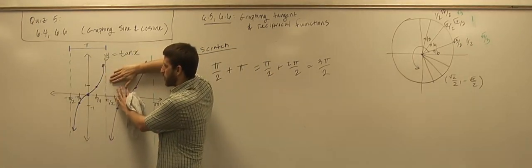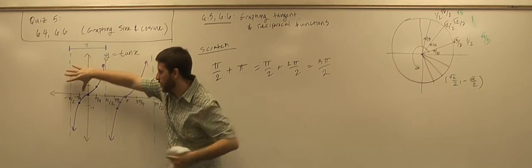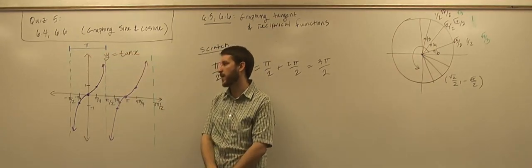Between negative pi over 2 and pi over 2. That's your usual tangent graph. Then if you happen to need another period, you graph the same pattern again.